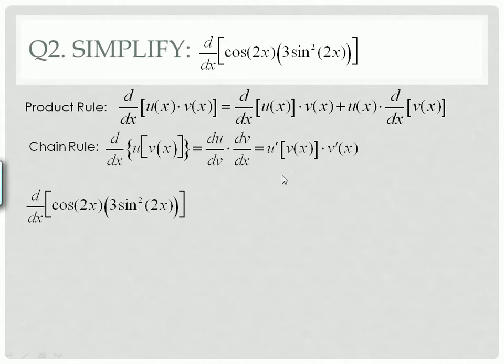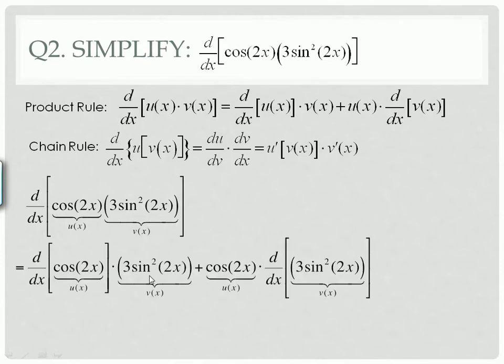Okay, so let's start by using the product rule. So notice that I have a product here. I have my u is cosine of 2x, and my v is 3 sine squared of 2x. So when I write this out using the product rule, I get the derivative of u of x times v of x plus u of x times the derivative of v of x. And then when I'm taking the derivatives of each of these functions, I'll be using the chain rule.